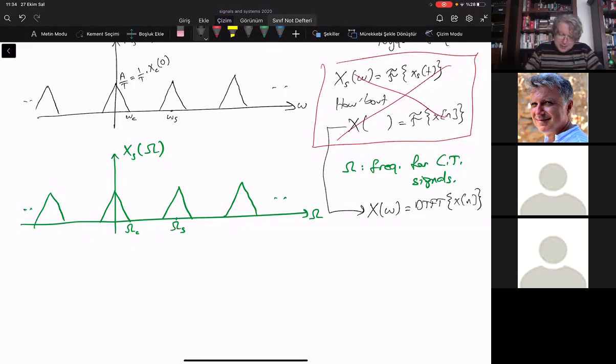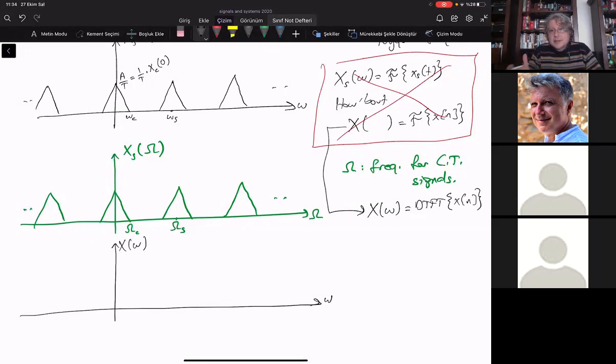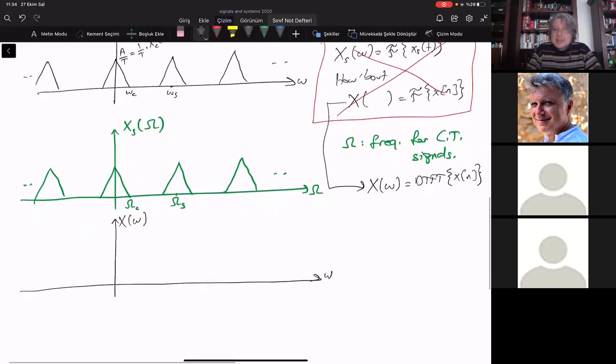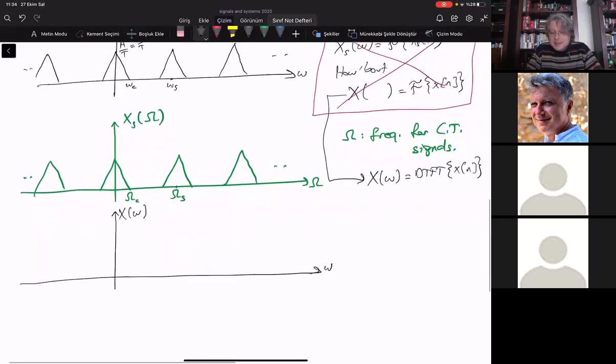The problem is, can we draw capital X of omega on the lowercase omega axis? The discrete time Fourier transform of the discrete time signal. X sub s of t is not a discrete time signal, it is a continuous time signal. The answer from the green shape to the black shape below is not very difficult. Actually, it's easier than you may expect.